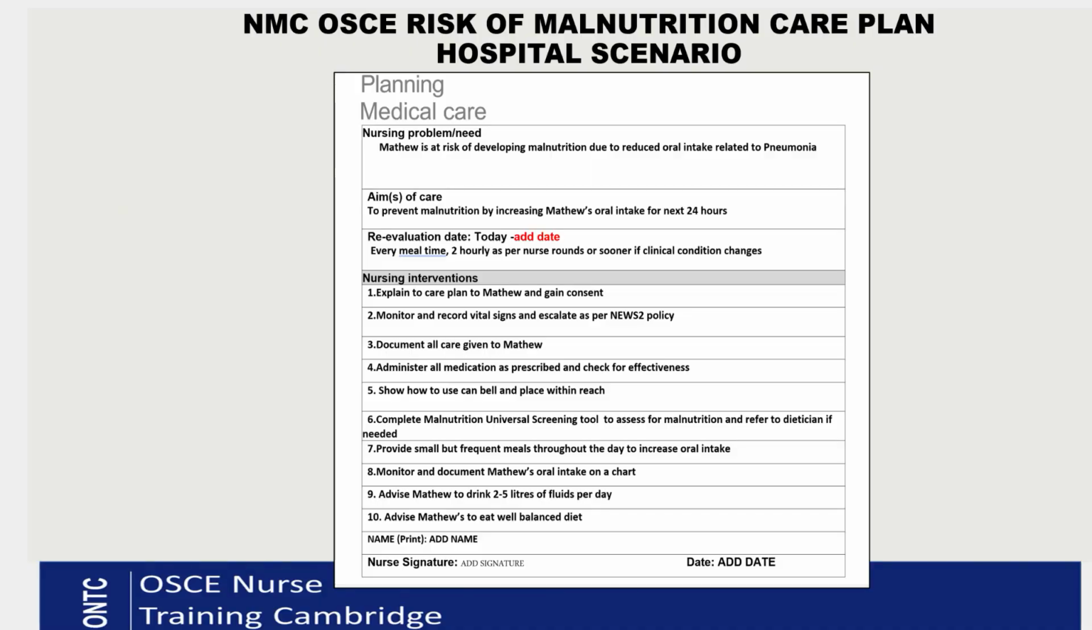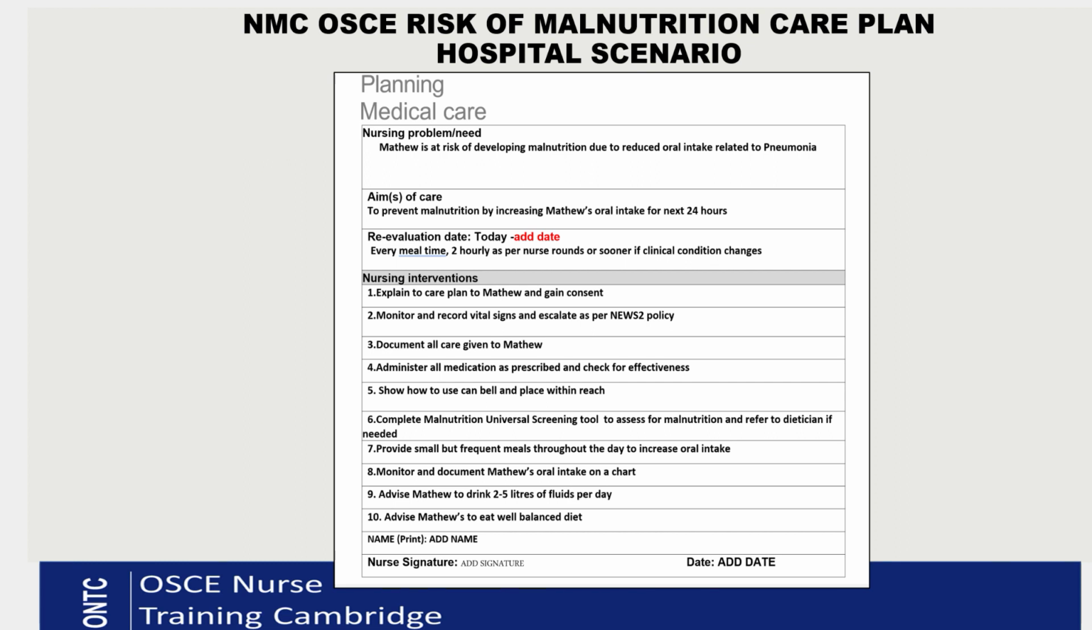Now we're going to go to the main part of the care plan, where we're going to write nursing interventions about how we're going to increase his oral intake, because we said our aim is to increase oral intake. So what kind of things can we do to prevent malnutrition and increase somebody's oral intake? The first points are generic points which go into most care plans. The first one is explain care plan to Matthew and gain consent, a simple one.